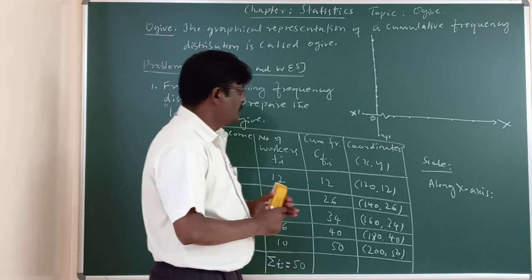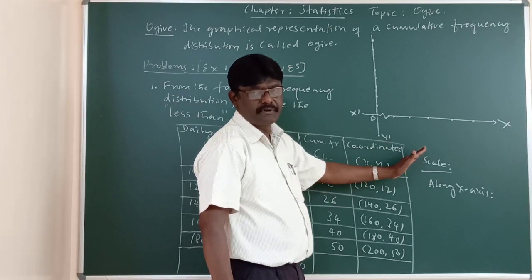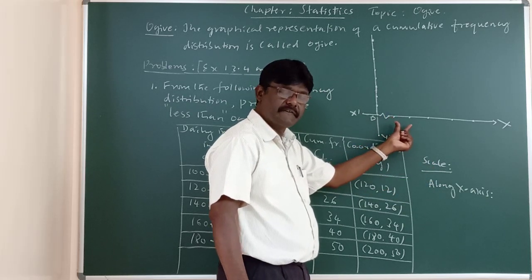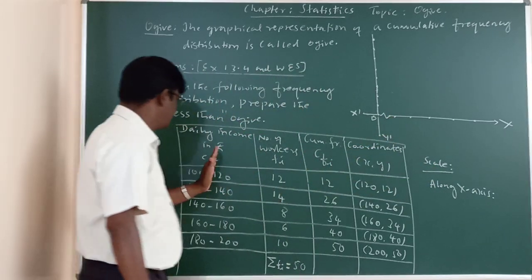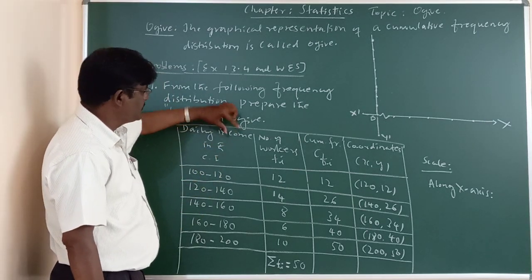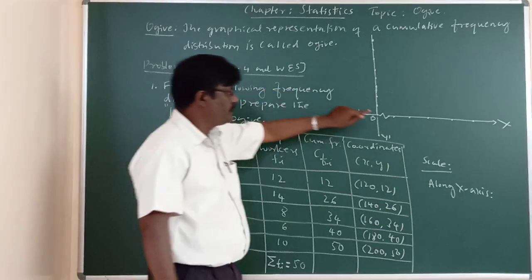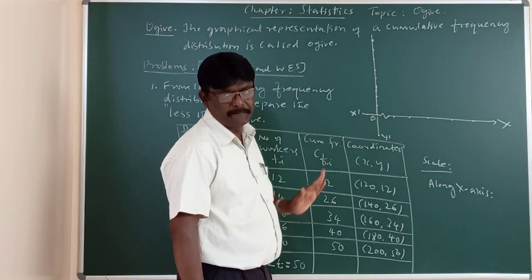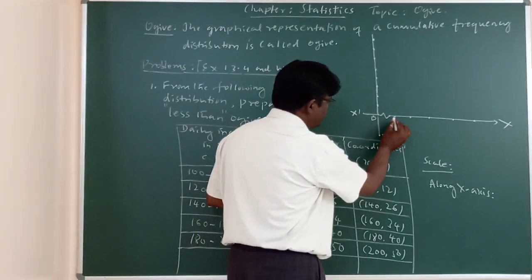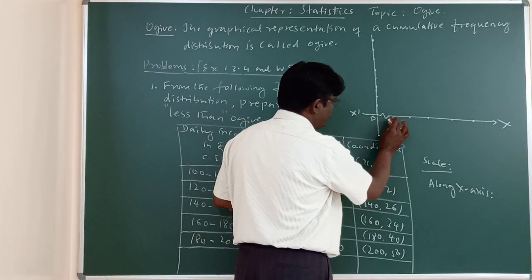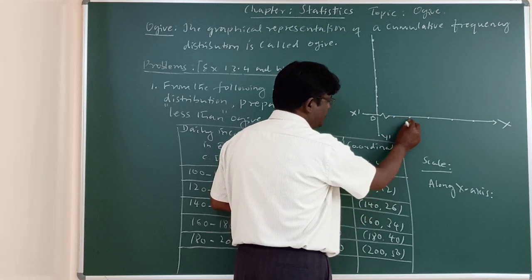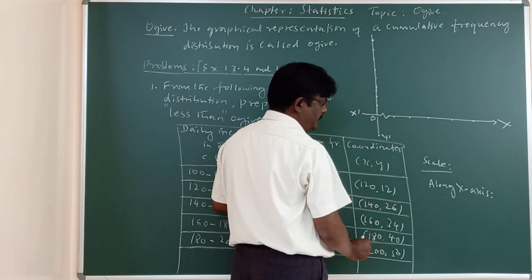Next, how to take the scale along x axis? Along x axis represents the class interval. In this case, it is a daily income. Since here it is less than graph, we have to mark upper limit. We should take every 1 centimeter. That means you mark for every 1 centimeter, put dots. Then each dot represents one upper limit.